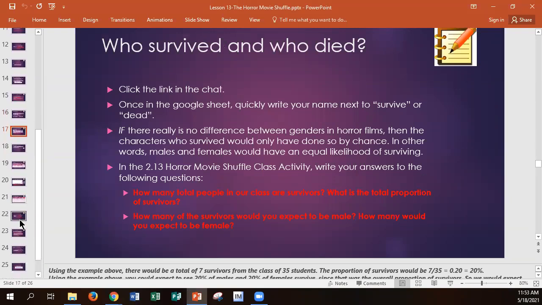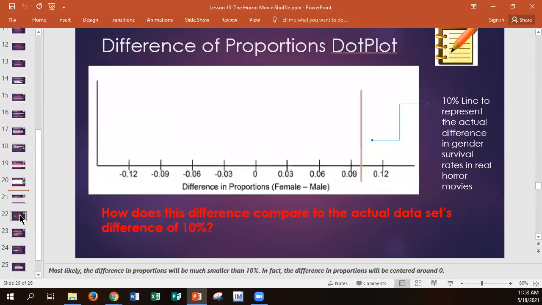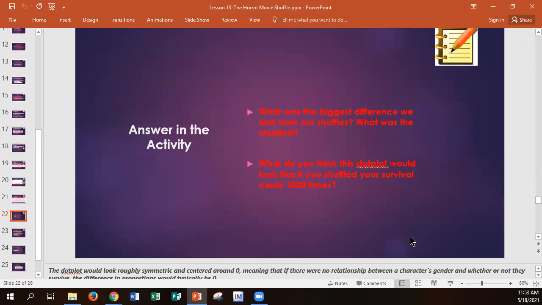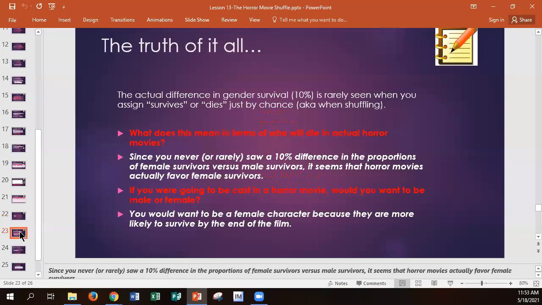So this brings us to our final questions, which you guys are working on right now and finishing up. Okay, so let's talk about what this actually means. What do those numbers mean to our overall question of, is this 10% of women surviving more than men? Is that by chance, or is that a real thing? Is there a bias in place in horror movies, right?